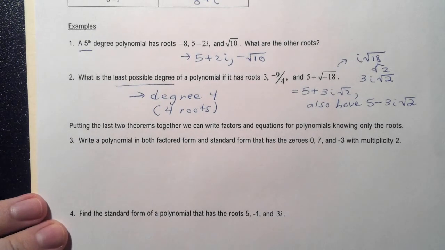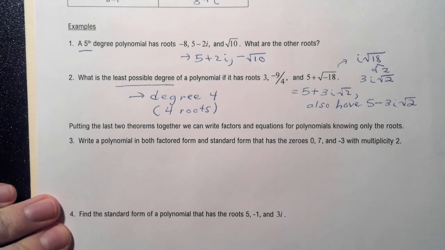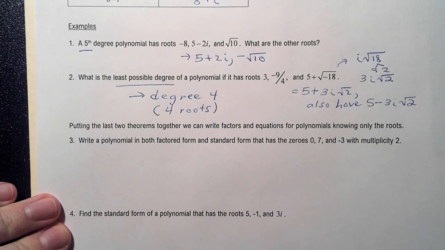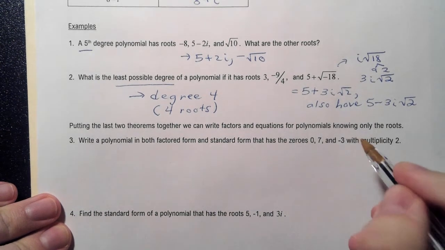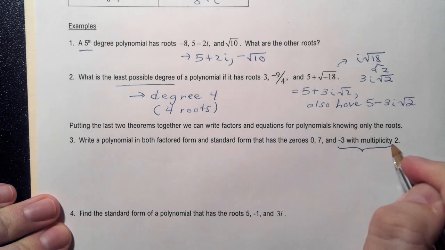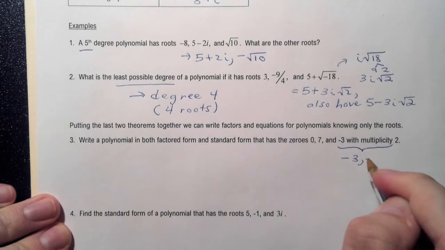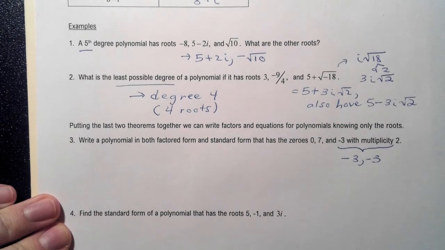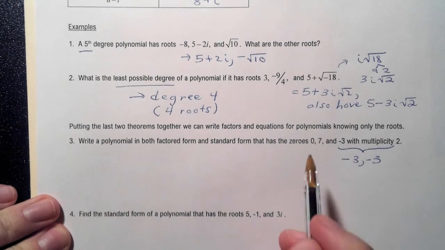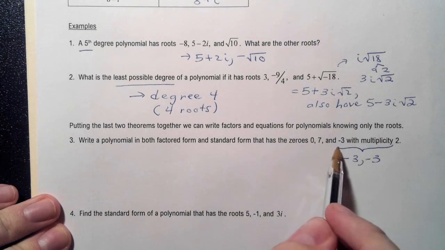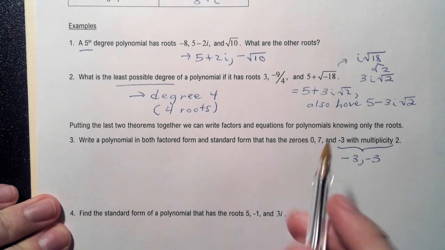In question 3, I'm asked to write a polynomial both in factored form and in standard form with the zeros 0, 7, and negative 3 with the multiplicity 2. Here I've written it as negative 3 with multiplicity 2. You might sometimes see this just with negative 3 listed twice. Both imply the same thing. The factor associated with this zero must be squared.